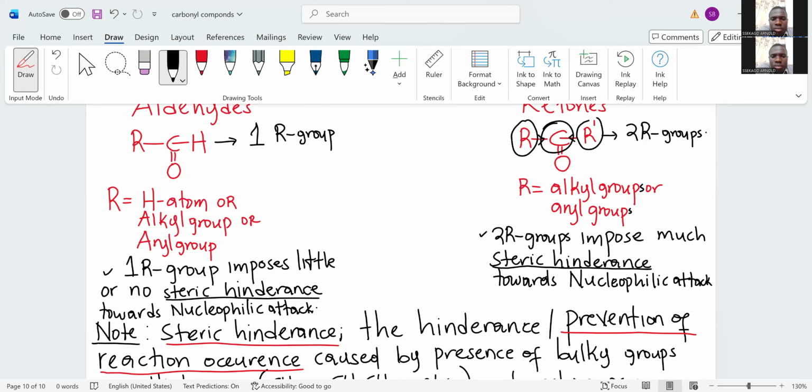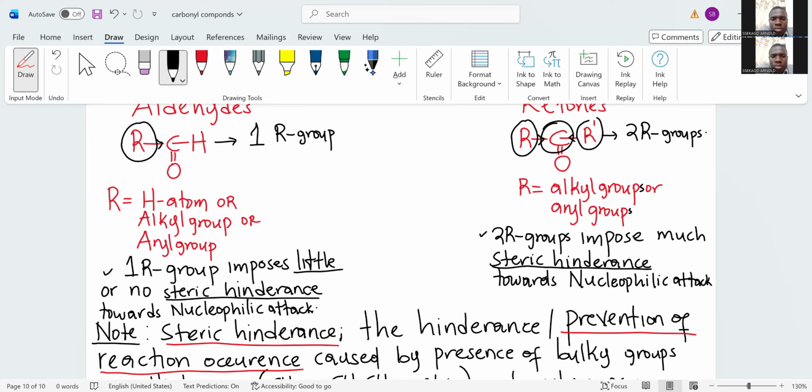Why do they make it electron rich? Simply because they have a tendency of releasing electrons towards it. So since they release electrons towards this carbon, they are making it electron rich. Therefore, that reduces its tendency at which it picks up electrons from other things. As compared to aldehydes, which are made up of only one R group. The R group can release, however, to a little extent. That's why for aldehydes, we are saying that one R group imposes little or no steric hindrance.